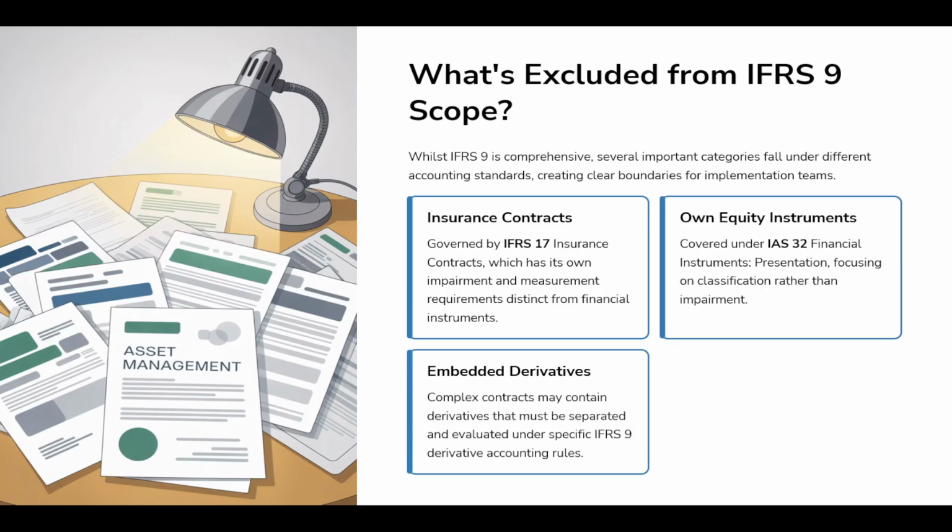Some items, however, fall outside the scope of IFRS 9. Insurance contracts are covered under IFRS 17. An entity's own equity instruments are governed by IAS 32. Certain embedded derivatives may also be separated and treated under specific IFRS 9 derivative rules.